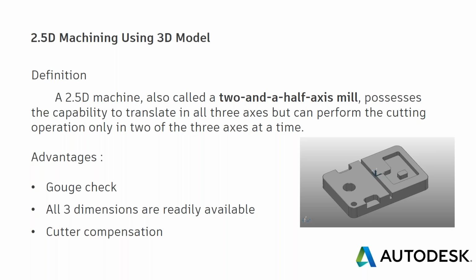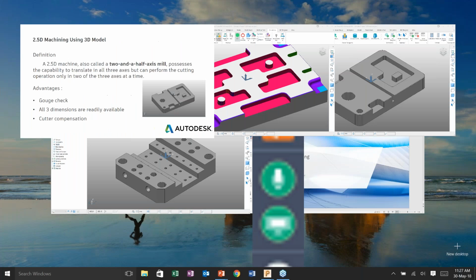The advantage of using a 3D model for 2D machining is you can check against the 3D model while creating the toolpath. Also, all 3 dimensions are readily available, so we can extract the feature without entering the Z direction manually, and also we can opt for cutter compensation within the 3D model. So let's move into the second example here.